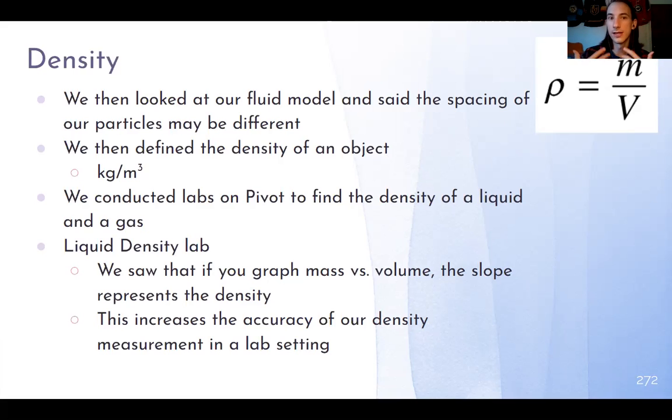And we said in that little Pivot lab that if we want to increase the accuracy of our density measurement, we can create this graph and find the slope. It'll let us consider more points than just one mass measurement and one volume measurement, which will increase the accuracy of our data. So that's what we did then.